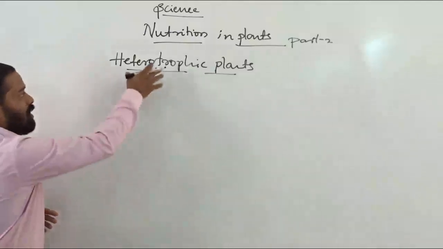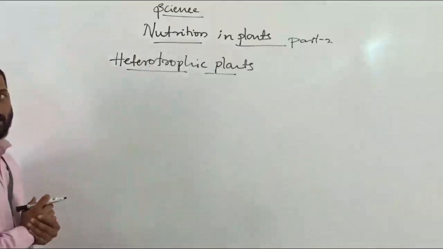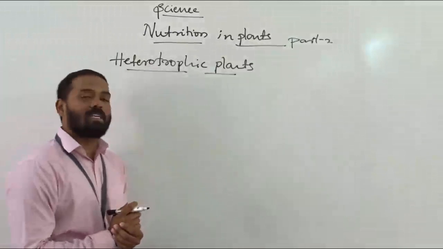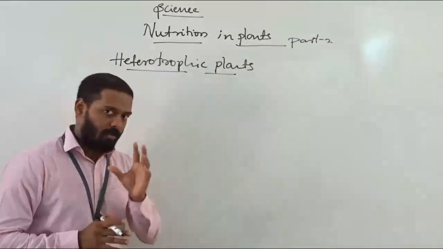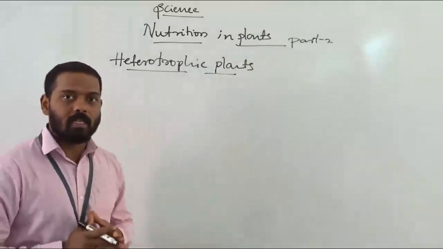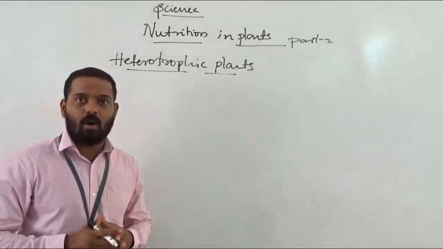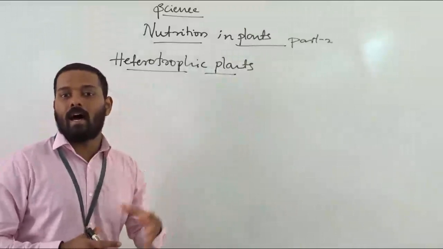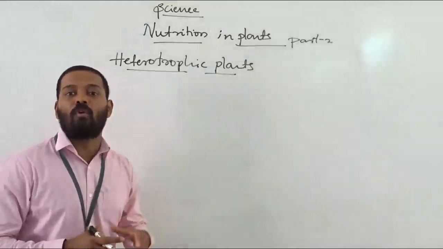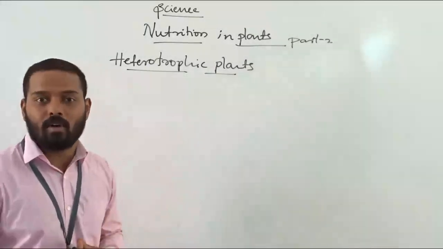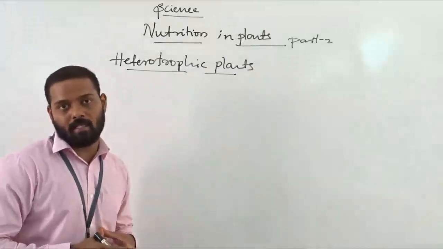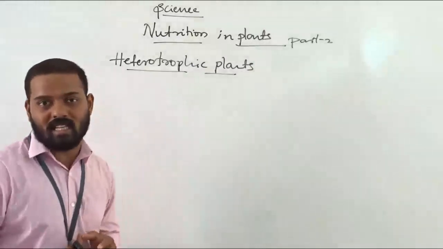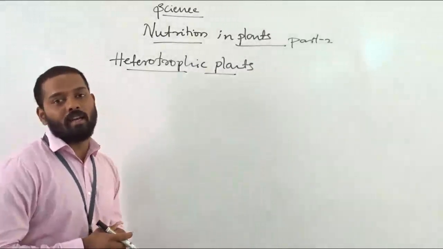After understanding heterotrophic plants, we will discuss the classification of heterotrophic plants. Everyone understood what a heterotrophic plant is? Those plants depend on other plants or other living organisms for food. Such plants we call heterotrophic plants. In plants itself there are 4 categories of heterotrophic plants.